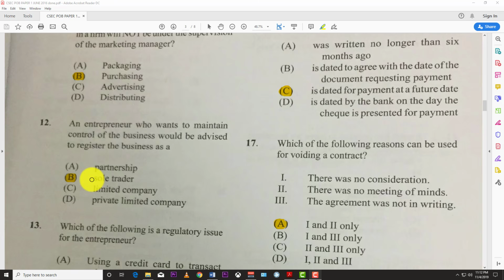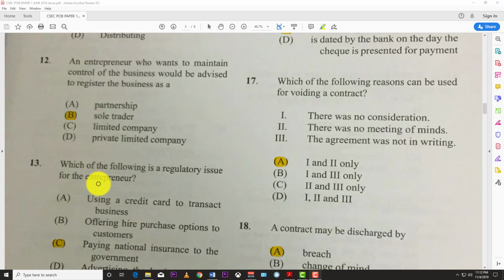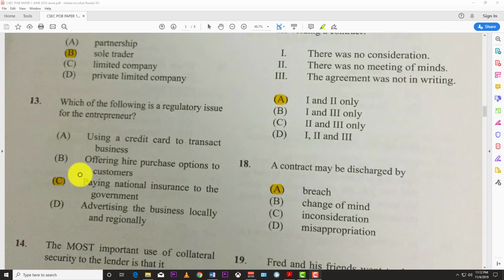Number 13, which of the following is a regulatory issue for the entrepreneur? And the best answer here is paying national insurance to the government. So anything to do with the government is normally a regulatory issue. Taxes and those things are part of regulatory issues, and that's the government. So the best answer is C, paying national insurance to government.